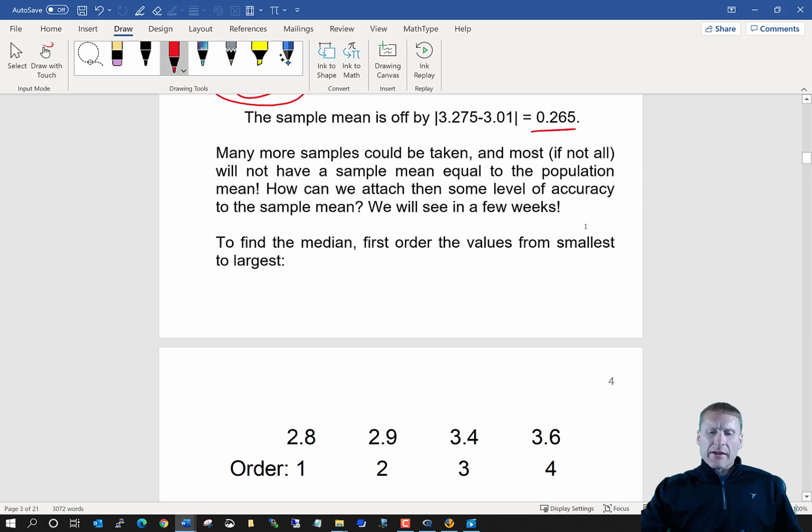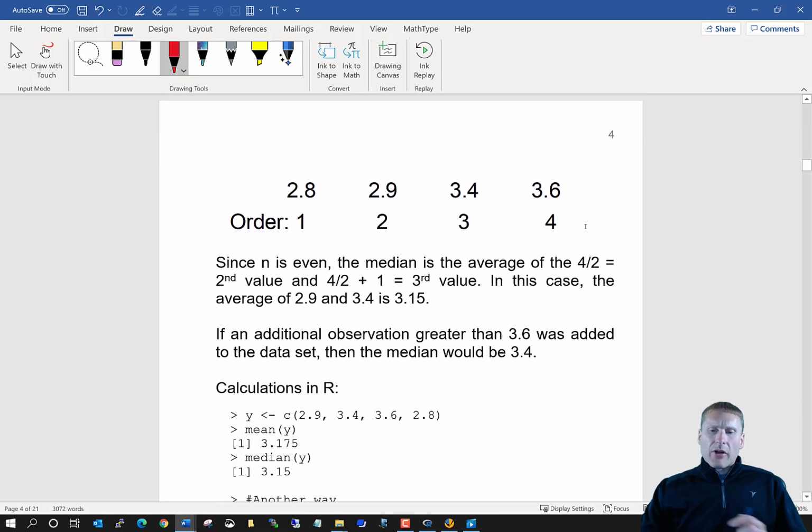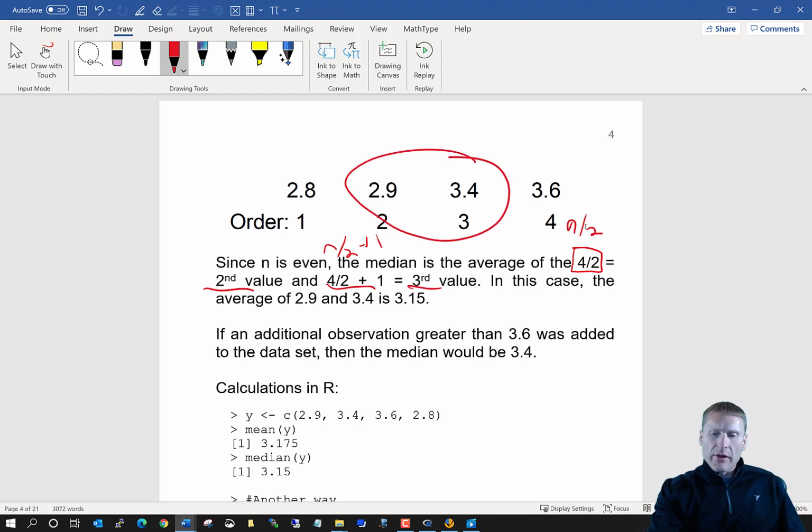Well, what about the median then? Well, again, if we go back to our original sample, we ordered them from smallest to largest. We have an even number of items here. So based upon what I mentioned a few pages before, we take the average of the n divided by 2 value and also the n divided by 2 plus 1 value. So in other words, the second and the third values here. We take that average and that becomes our median, in this case 3.15.